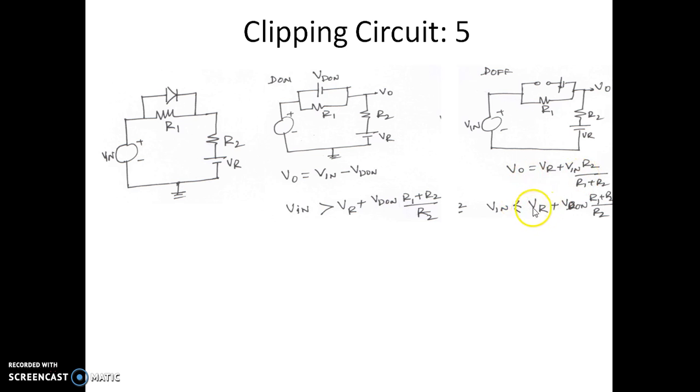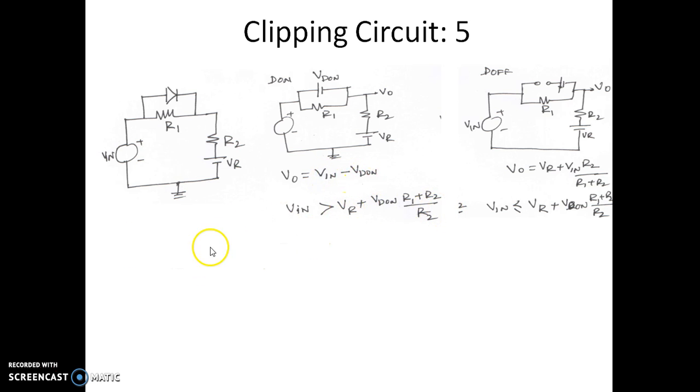So this will occur when the input voltage is less than Vr plus Vd on into (R1 plus R2) by R2. This ratio will become 2, so it is Vr plus 2 Vd on. If the reference voltage is 2 volts and Vd on is 0.65, it is 2 plus 1.3 volts, around 3.3 volts. Any input voltage less than 3.3 volts, the output voltage is equal to 2 plus half of the input voltage, that is, the diode is off. If the input voltage is more than 3.3, the output is Vin minus Vd on.